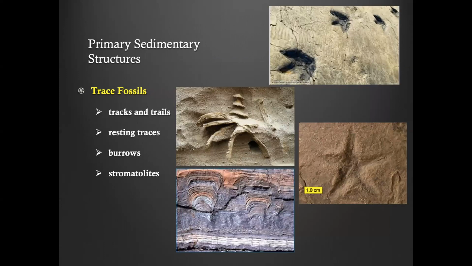We can also look at trace fossils, tracks and trails. Up here is some nice example of tracks. Resting surface, such as a starfish. A feeding trace. This is the result of a critter called a zoophycus. And then there's this plant-like critter that grows these mounds, typically in carbonate muds, called stromatolites.